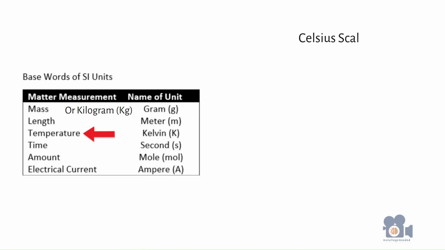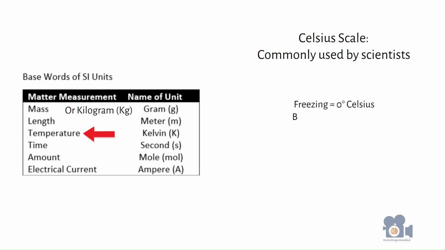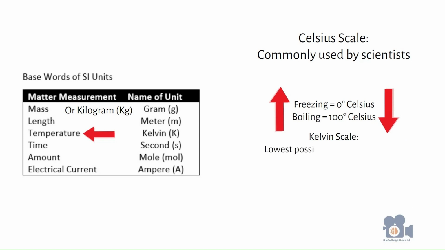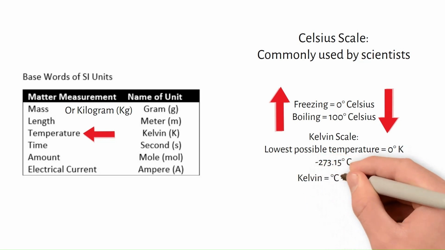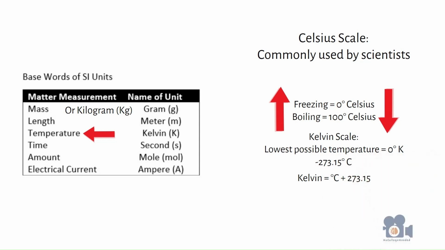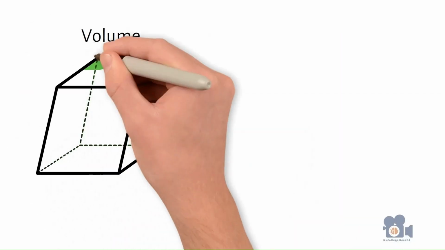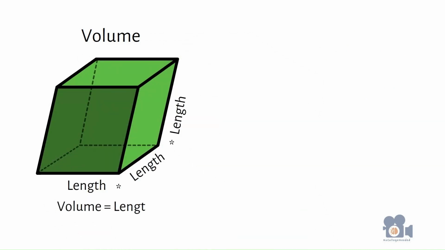Most scientists use the Celsius scale to measure temperature, which was originally derived from the freezing of water at 0 degrees Celsius to the boiling of water at 100 degrees Celsius, with it possible to go above and below those numbers. The Kelvin scale is derived from the lowest possible temperature being 0 degrees Kelvin or negative 273.15 degrees Celsius, and each unit increase is in the same increment as Celsius. So Kelvin equals degrees Celsius plus 273.15.